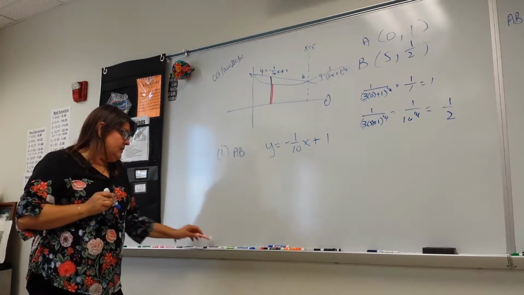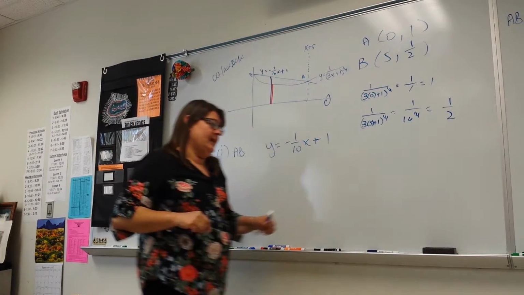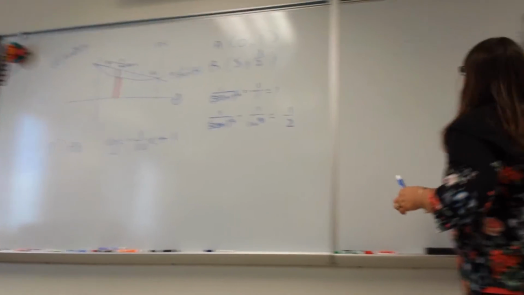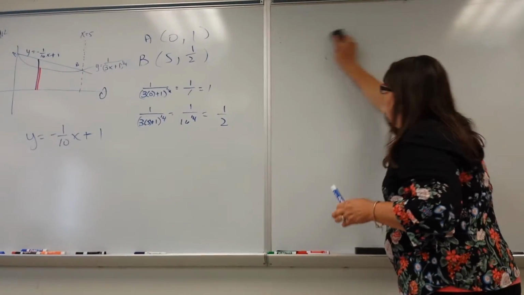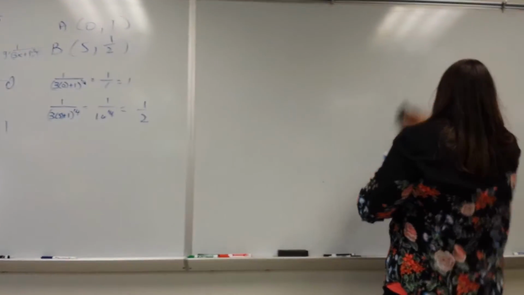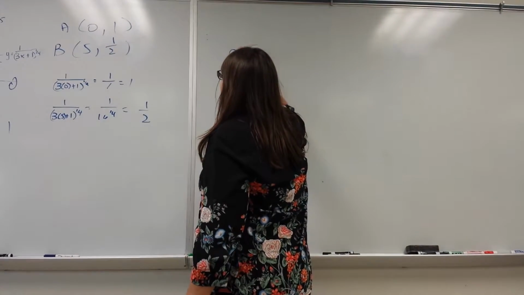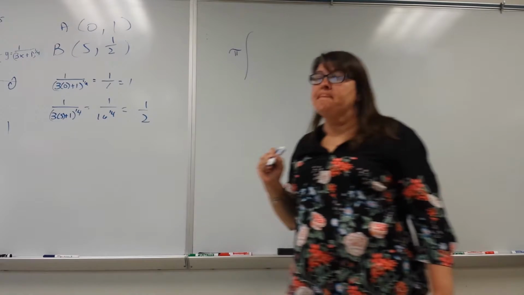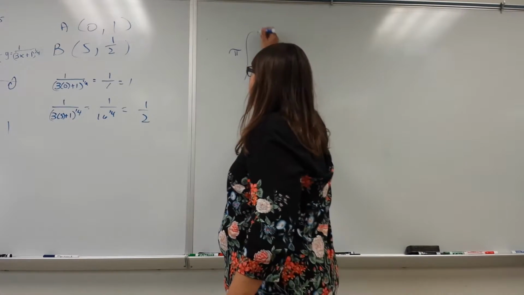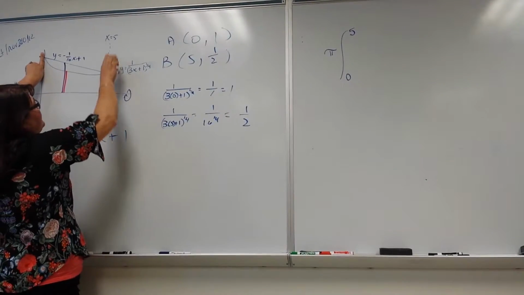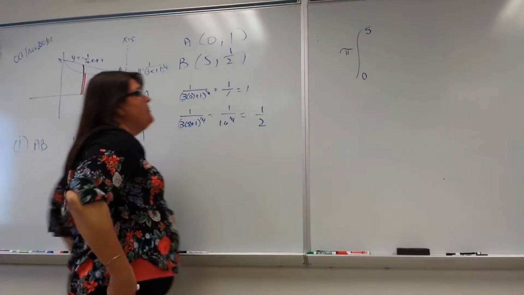So what we are basically going to have to do is find the outer radius squared minus the inner radius squared. So it's going to be pi from what to what? 0 to 5. Why 0 and 5? 0 is my leftmost x, 5 is my rightmost x. Those are my walls.